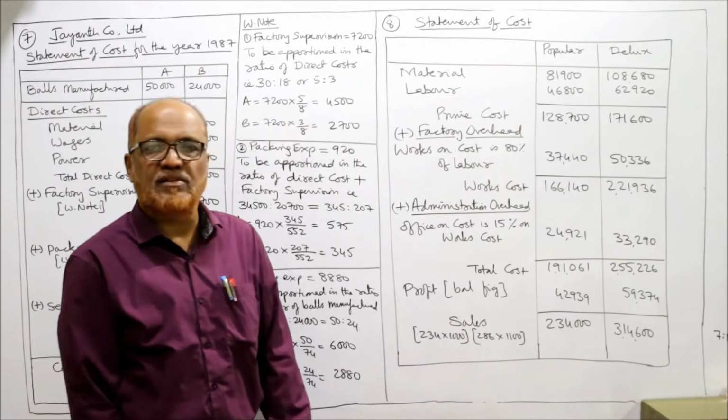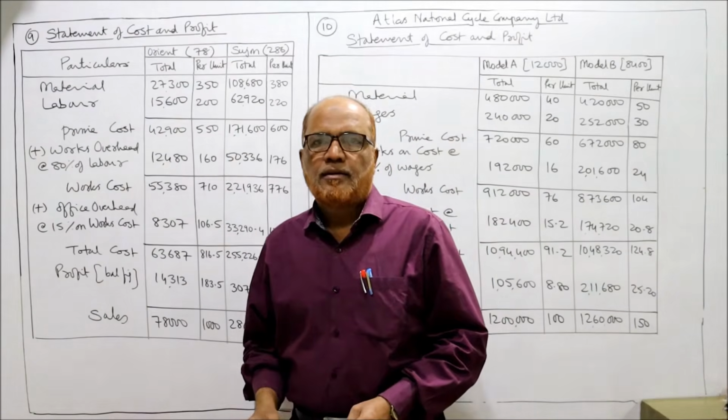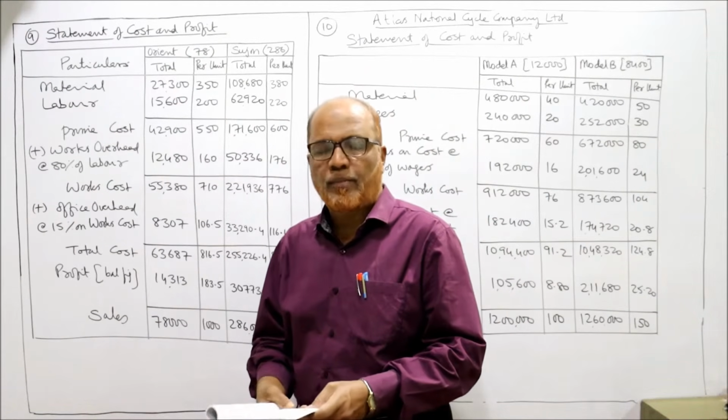42,939 and 59,374. That's all. This is the end of problem number 8. Come on students, now we'll start the next problem, that is problem number 9. See the problem number 9 carefully.